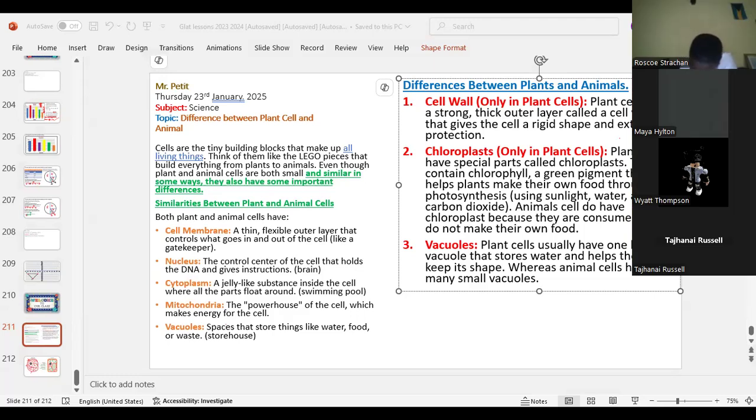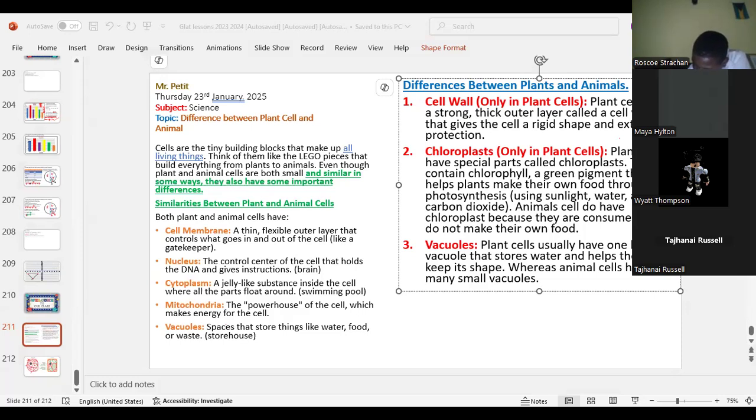Tajane, what are the differences between plant cell and animal cell? Oh, sorry, my mic was here. Do you want me to do all the differences or just? I want 3 differences. Okay, so one difference is the plant cells only has a cell wall, and the plant cell only has the chloroplast and the vacuole.